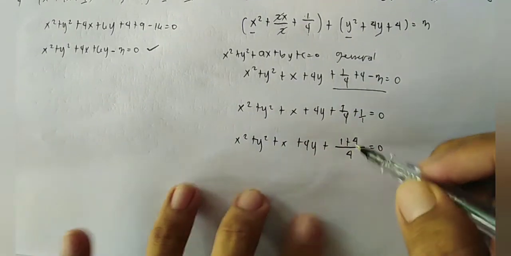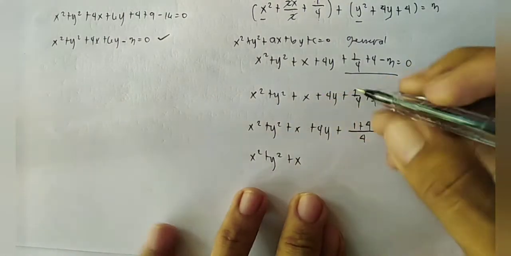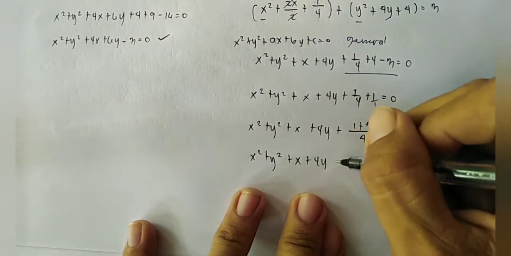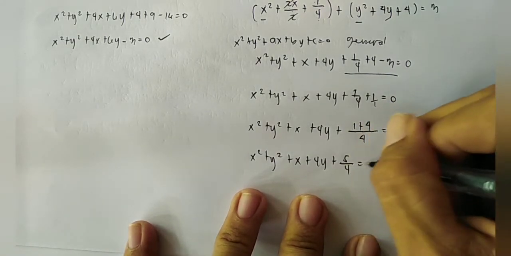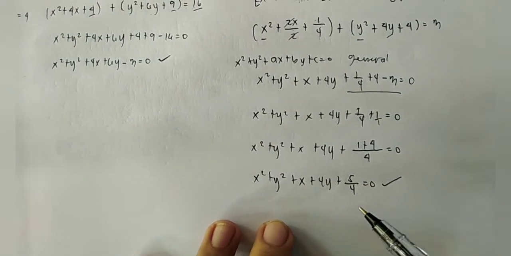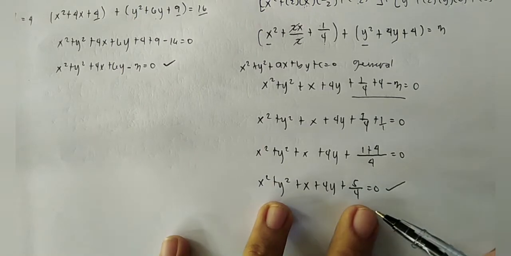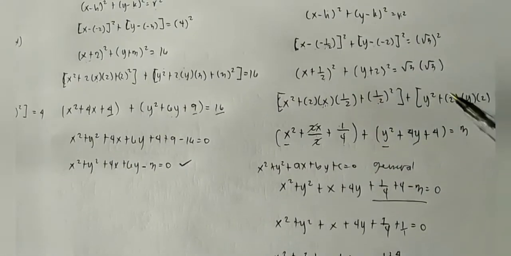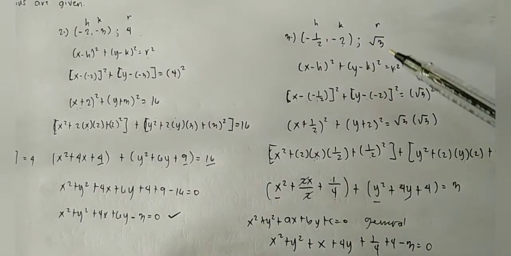So we have to simplify this one further. So x squared plus y squared plus x plus 4y plus 1 plus 4, that is 5, then over 4 is equal to 0. So this is already the answer. The general equation of the circle, x squared plus y squared plus x plus 4y plus 5 over 4 is equal to 0, whose center is negative 1/2, negative 2, and the length of the radius is 3.